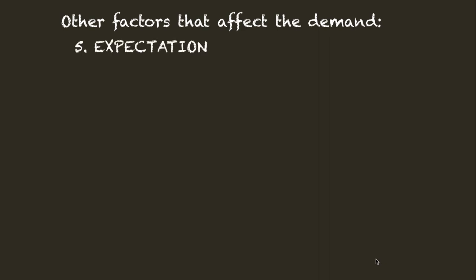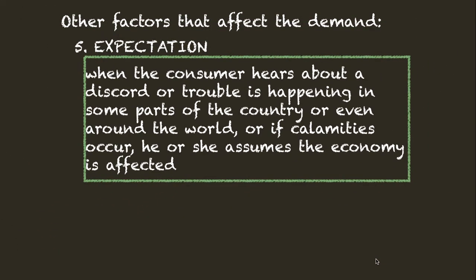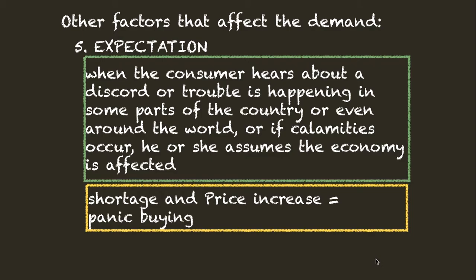Fifth factor is what we call expectations. When a consumer would normally feel anxious, would feel discomfort in a specific happening in a country, or when there's grave scare being circulated in a specific society, that may also affect the demand of specific goods and services. That's why shortages or price increase would definitely exist. So if people would anticipate that there is a possibility of a shortage or a possibility of a price increase, people have a tendency to panic buy or hoard.